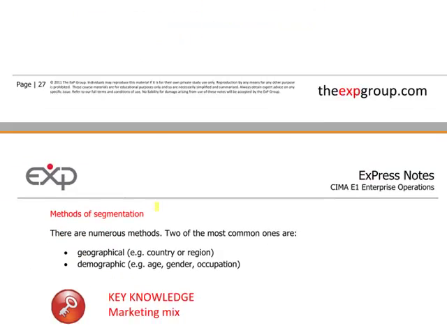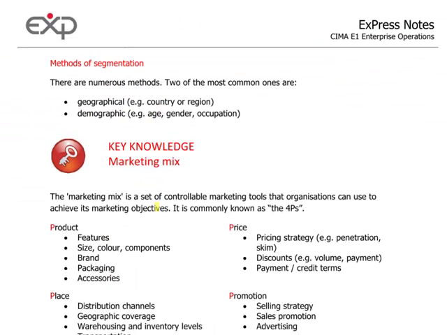How do we identify methods of segmentation? Numerous different methods. Two of the most common ones we're shown here are geographical and demographic. With geographic, you segment the market according to the country or according to the region. Demographic is based on age, for example, or gender or occupation. So segmentation is one of the most important things to start with within marketing.